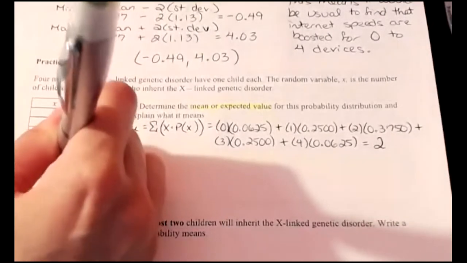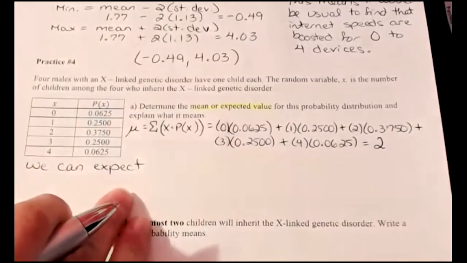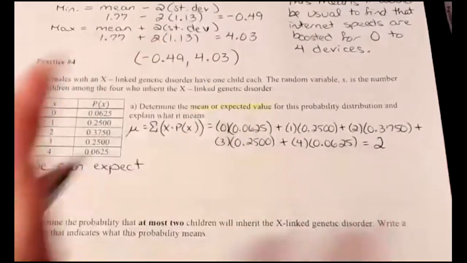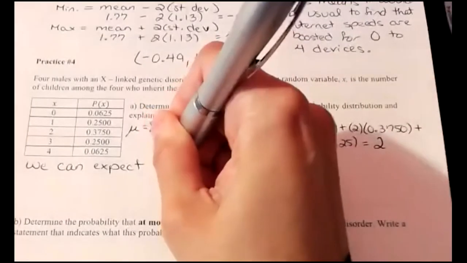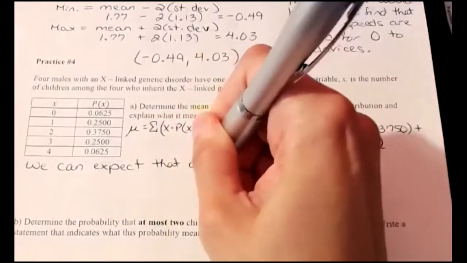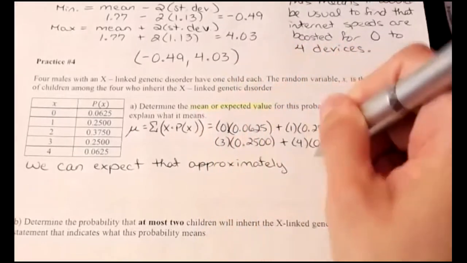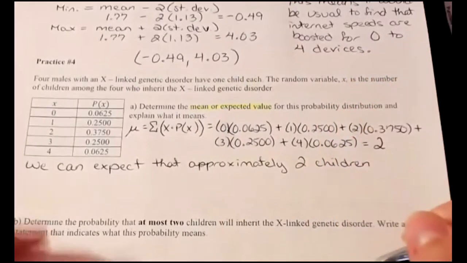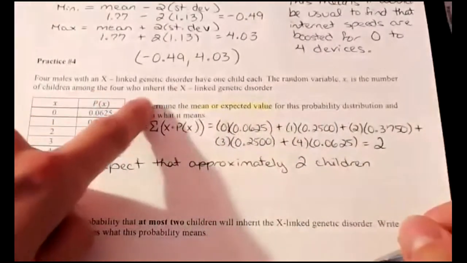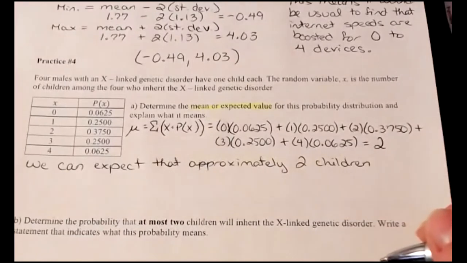We can expect, notice that I like to use the word expect, especially when we are trying to calculate the mean or expected value. You tend to use the language that is in the problem itself. We can expect that approximately 2 children, think about what we're trying to figure out, the number of children among the 4 who inherit the X-linked genetic disorder. So we're going to use that language.